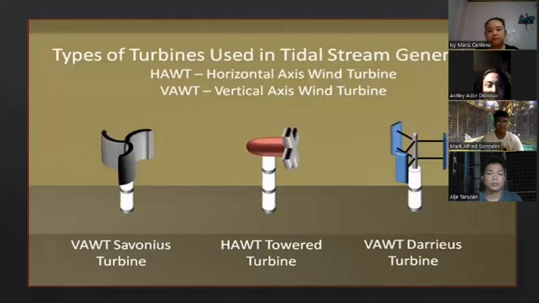So ito yung mga type of turbines used in tidal stream generator. Magkakaiba sila ng style o ng design. So meron tayong Savonius turbine, Darrieus turbine. So ayan yun.